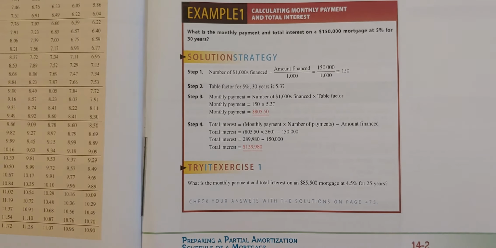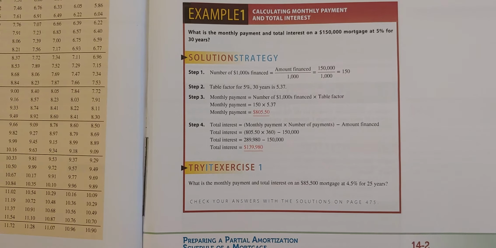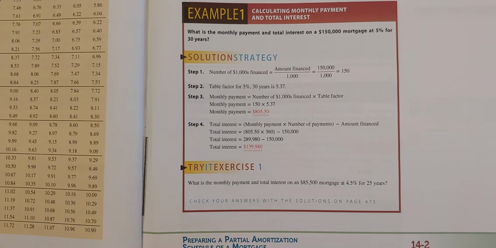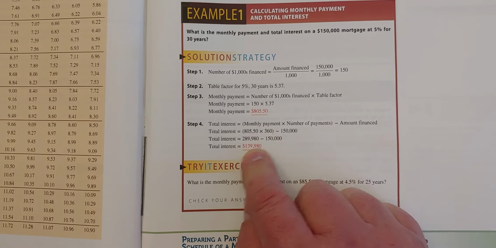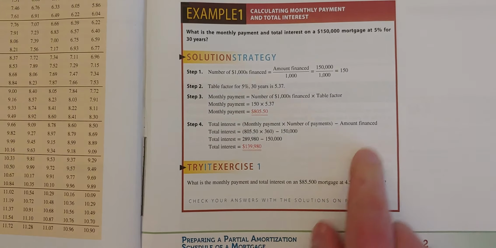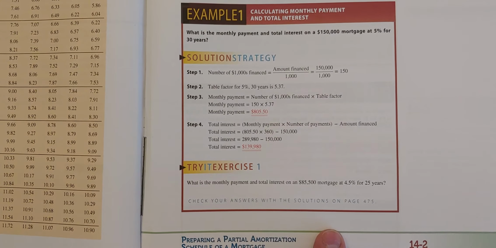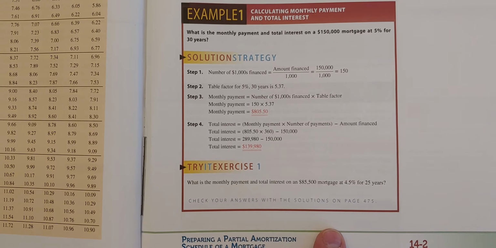So you are paying $139,980 in interest. That is almost 100% value of what you borrowed. All right? At least 90, right? That's a lot of interest. Mortgages are expensive, and you pay a lot for them. And that's why banks make money.